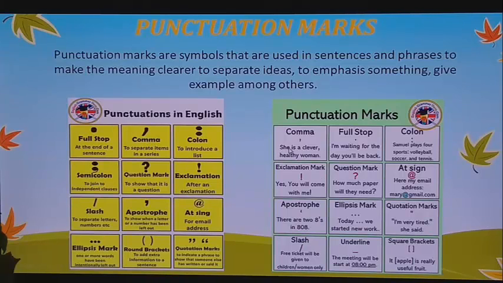For example, she is a clever, healthy woman. You see, here we are talking about those two adjectives, clever and healthy. We are separating the adjectives with a comma.